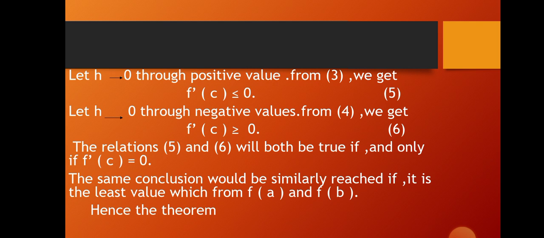Let h approach 0 through negative values; from 4, we get f'(c) greater than or equal to 0, equation 6. The relations 5 and 6 will both be true if and only if f'(c) equals 0. The same conclusion would be similarly reached if it is the least value which differs from f(a) and f(b). Hence, the theorem is true.